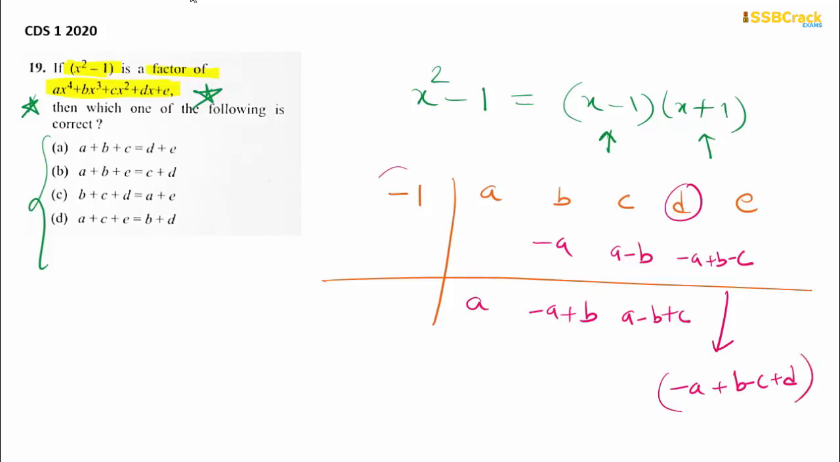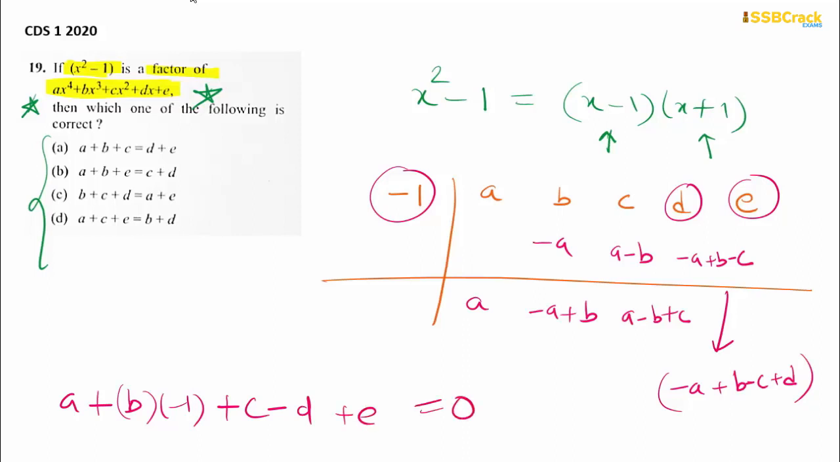Now when you multiply this expression with -1 and add it with this E, you get the remainder 0. So you must get A minus B plus C minus D plus E equals 0. Here minus C into -1 is going to result in plus C, then minus D plus E equals 0. Why is the remainder 0? Because it was given that x square minus 1 is a factor of the biquadratic polynomial.